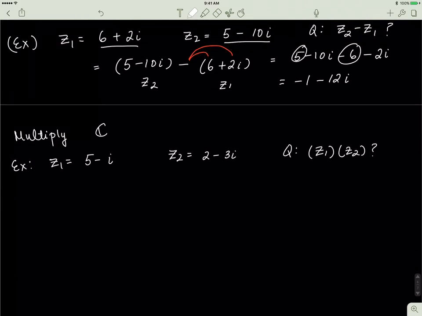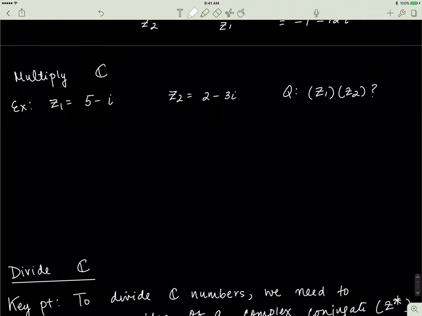Now, another question is, how do I multiply two complex numbers? For this, you have to keep in mind that i squared is equal to negative 1. We talked about this recently, right? If the square root of negative 1 is equal to i, then i squared is simply equal to minus 1. Now, this is z1, this is z2, and we're asked, what's z1 multiplied by z2? Okay, so 5 minus i multiplied by 2 minus 3i.